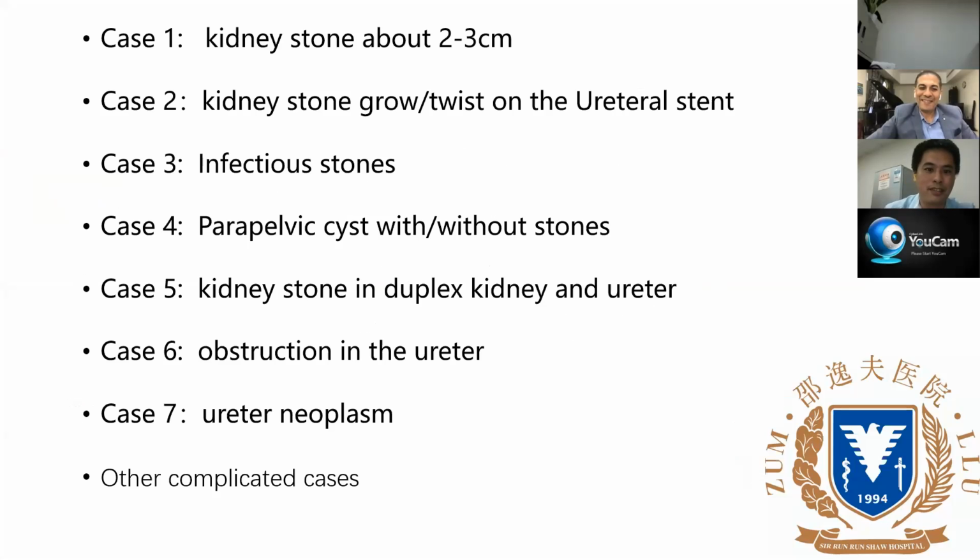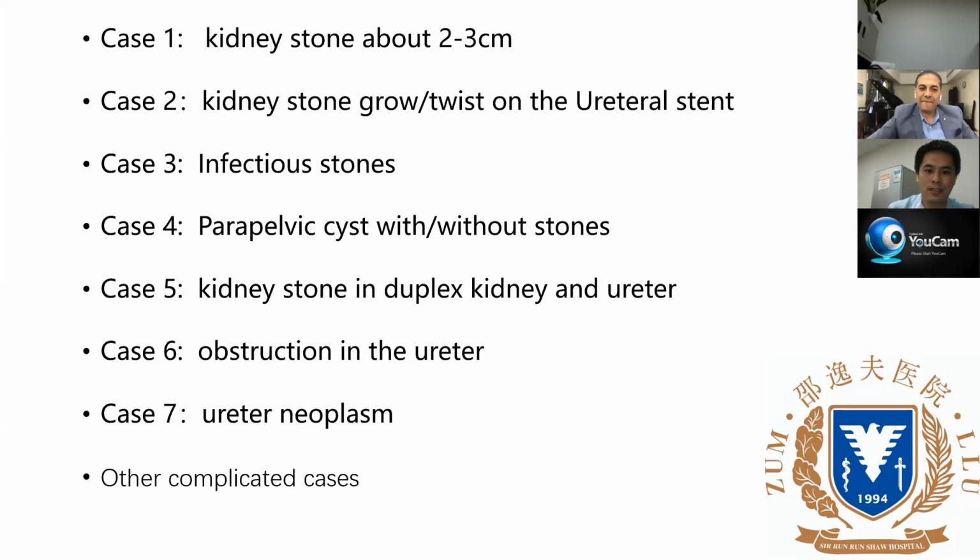Case 1 is about the kidney stone, about 2 to 3 centimeters. Case 2 is about a kidney stone grown or twisted on the ureteral stent. Case 3 is about infectious stones. Case 4 is a parapelvic cyst with or without stones. Case 5 is a kidney stone within the duplex kidney and the ureter. Case 6 is an obstruction in the ureter. Case 7 is the ureter neoplasm, and there are also 2 complete cases behind these 7 cases.